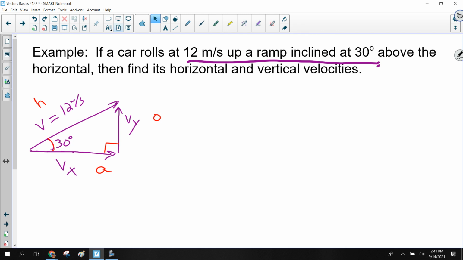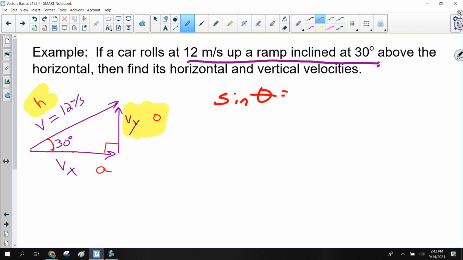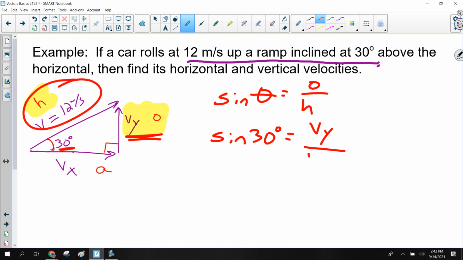So if I want to find the length of my opposite side, the only other side I know is my hypotenuse. So which trig function uses opposite and hypotenuse? That's sine, right? So here we go. The sine of theta is opposite over hypotenuse. So the sine of 30 degrees is opposite over hypotenuse.